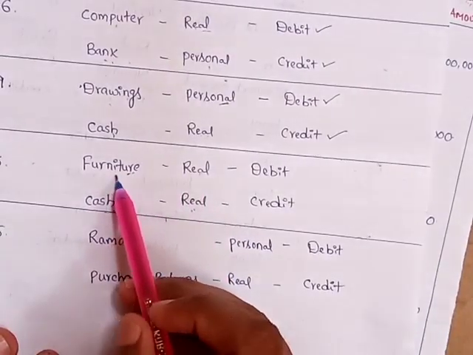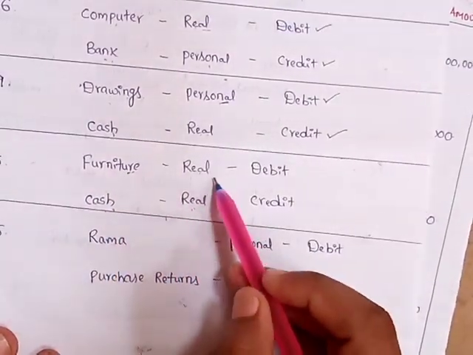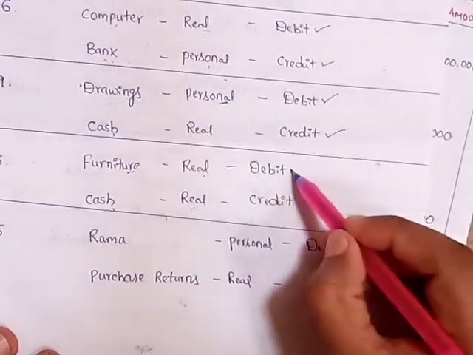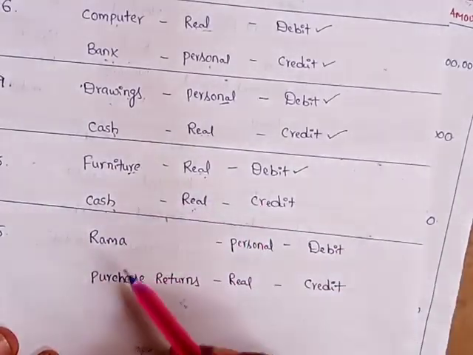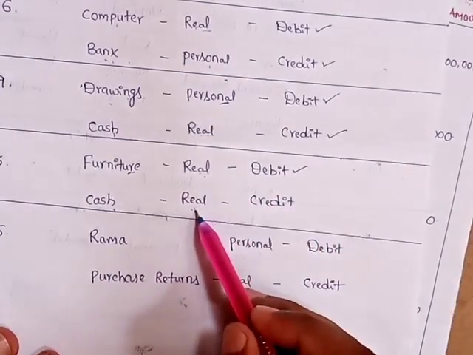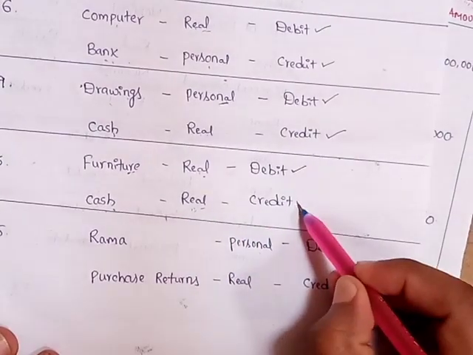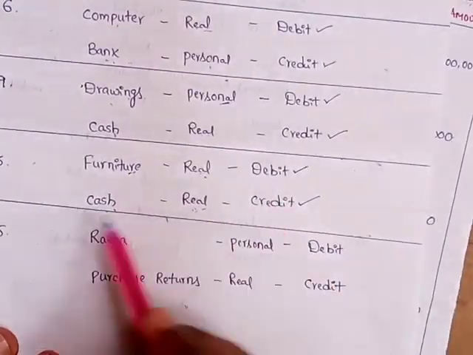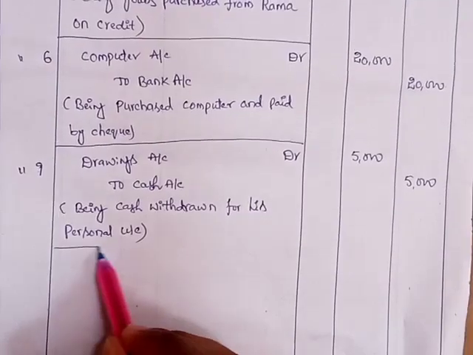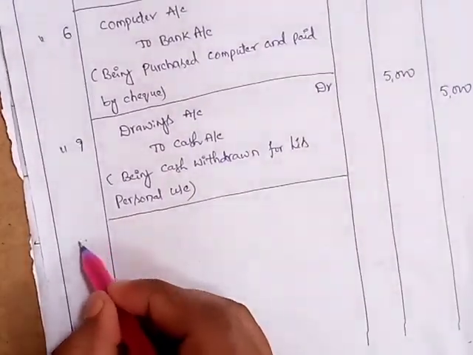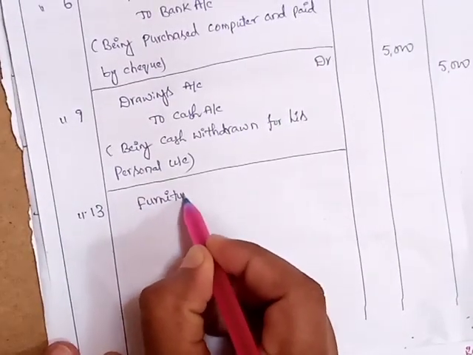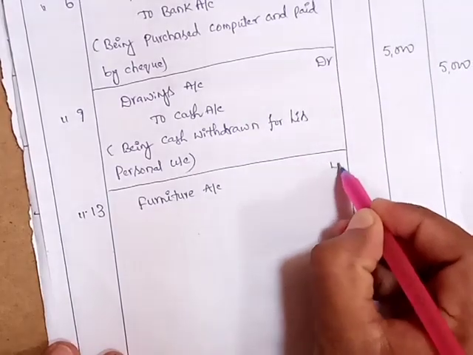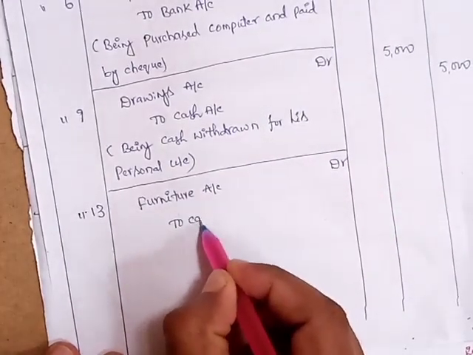When we purchased furniture, it comes into the business. So according to real account, what comes in, that will be debit. And when we purchased furniture, we must pay the cash. So when we pay the cash, it goes out from the business. According to real account, what goes out, that will be credit. So furniture is debit, cash is credit. So that date 13, furniture account debtor to cash account.